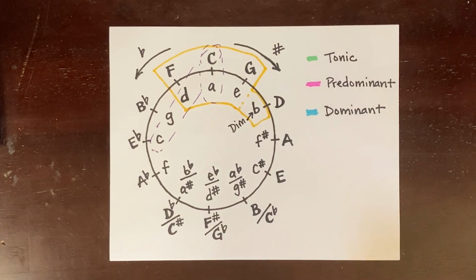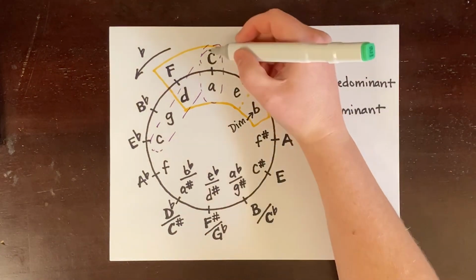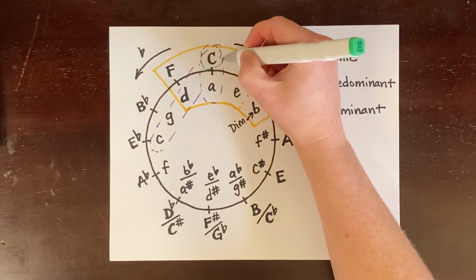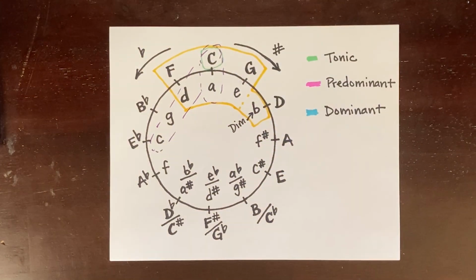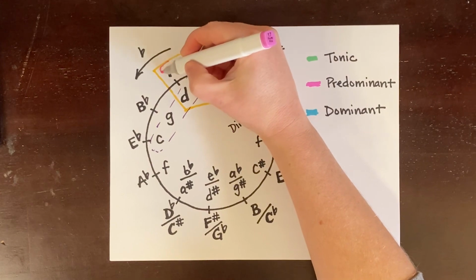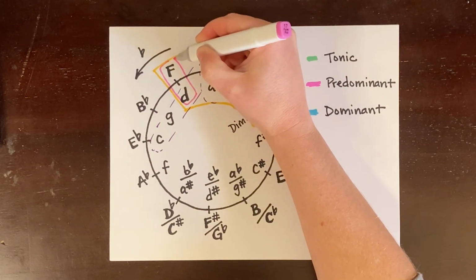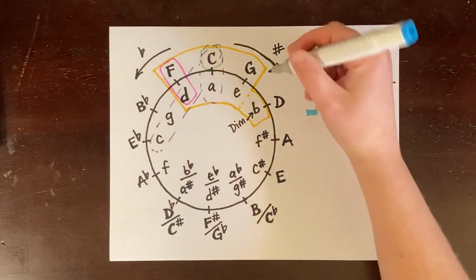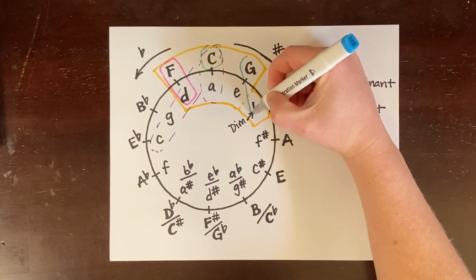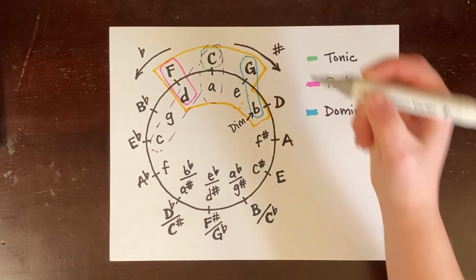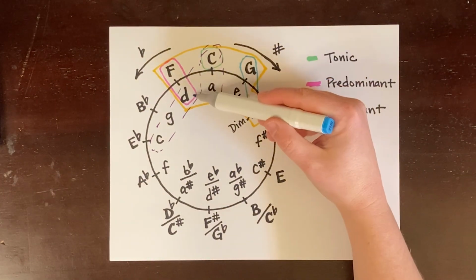So I'm not going to talk a lot about function right now. You can check out my other video on function if you're interested in that. But just for a quick review, the 1 chord is our tonic chord. The 4 and the 2 are going to be predominant chords that want to lead into dominant chords. The dominant chords would be the 5 and the 7. Those are our 3 main functions: our tonic function, our predominant function, and our dominant function.